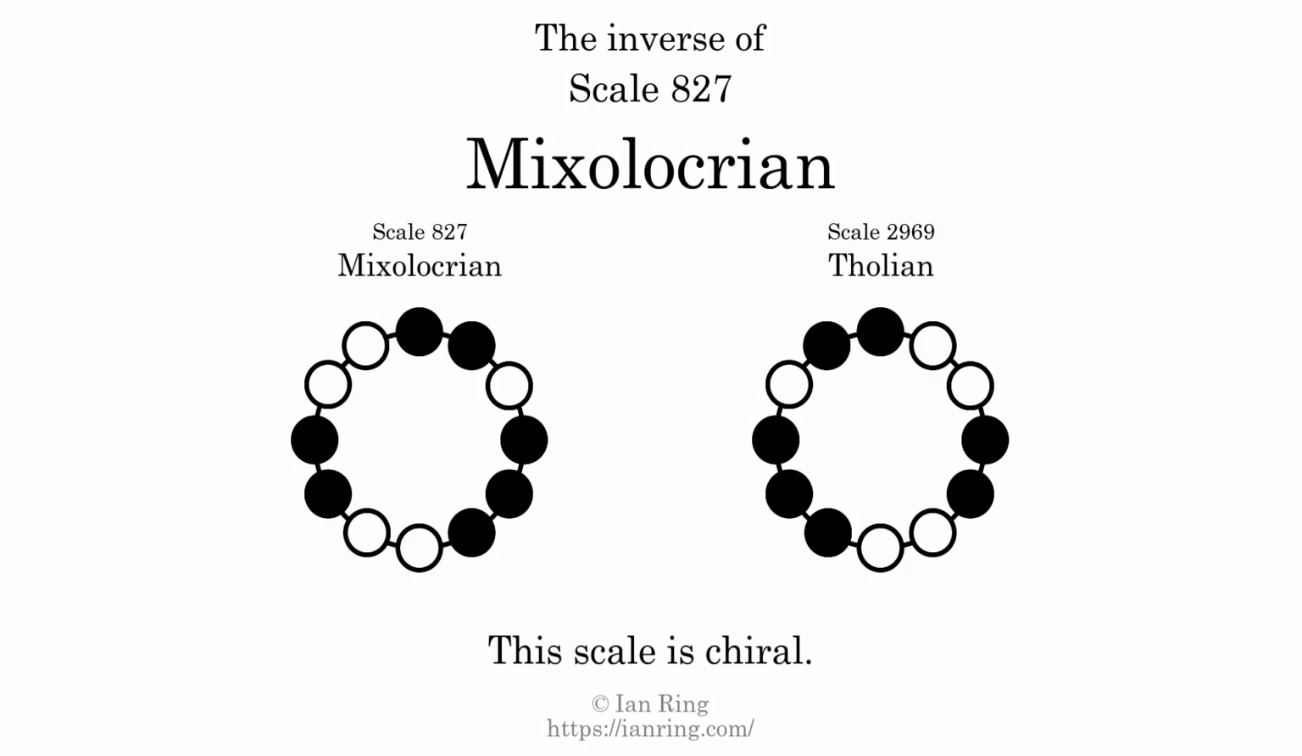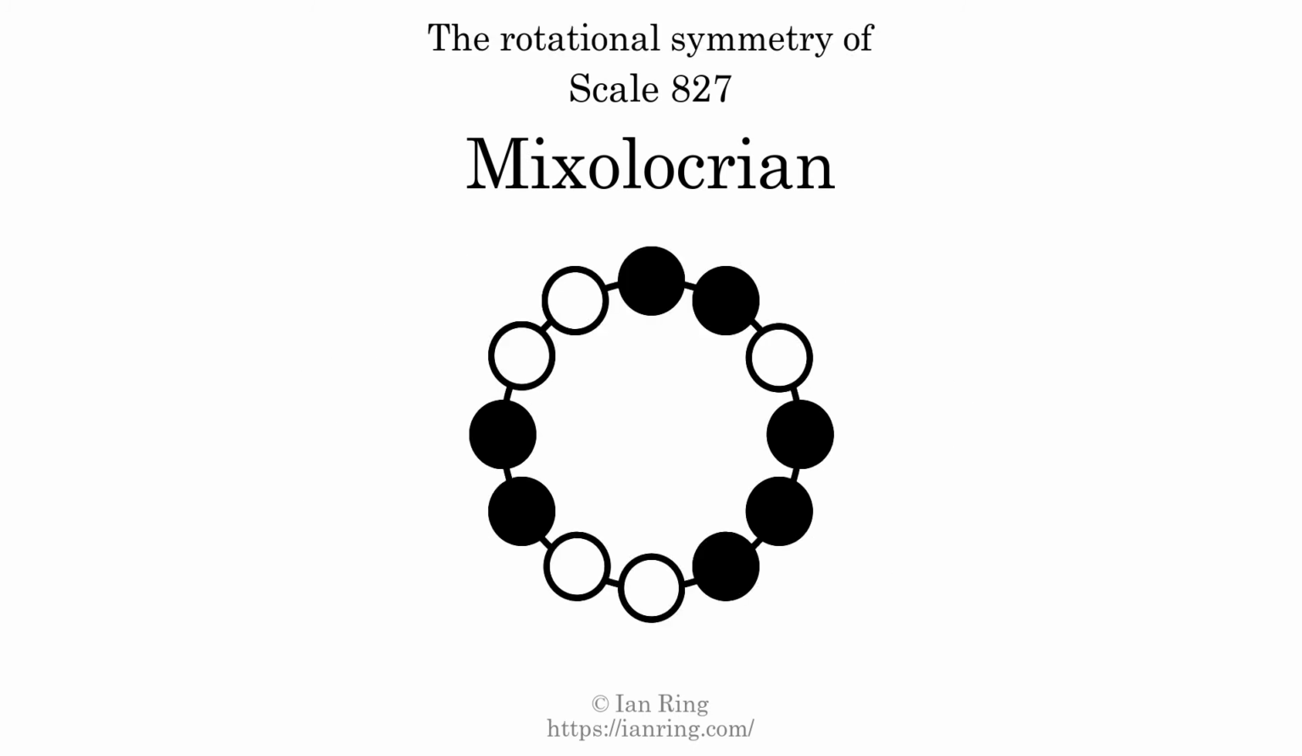The inverse of a scale is a mirror image. It is what you get when the sequence of intervals is reversed. The inverse of this scale is scale 2969, also known as Tholian. This scale is chiral. It cannot transform into its inverse by rotational transformation. This scale has no rotational symmetry.